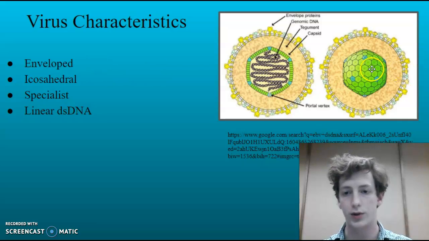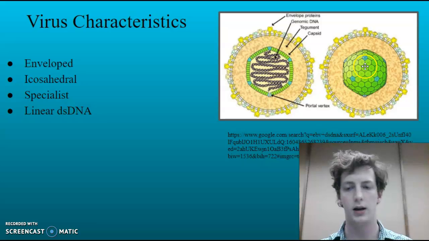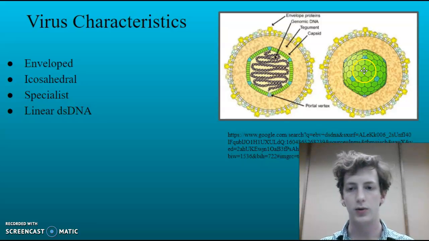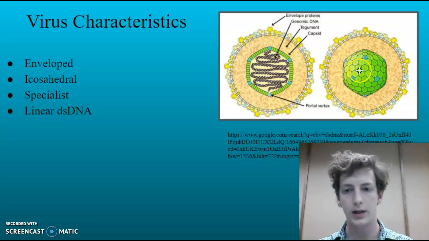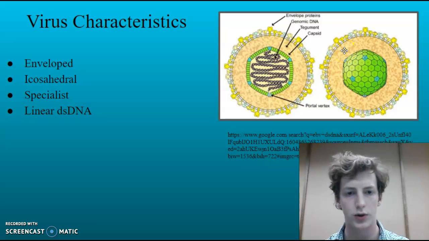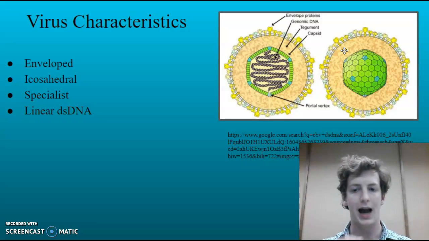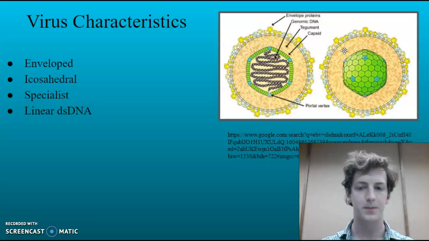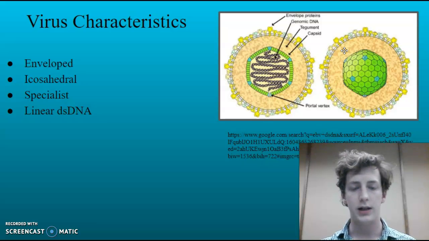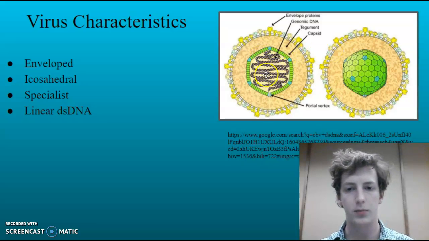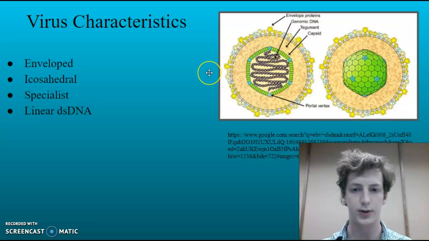You can see it's icosahedral, and that means that the capsid which surrounds its genetic material is a regular polyhedron composed of 20 equilateral faces. You can see in between there are matrix proteins which help to maintain structure. It's a specialist virus, which means that it attacks only certain cells within its host, namely B cells and oropharyngeal cells, and we'll talk in a little bit about how specifically it does that. It has linear dsDNA, which means that it is composed of multiple different nucleic acid molecules.